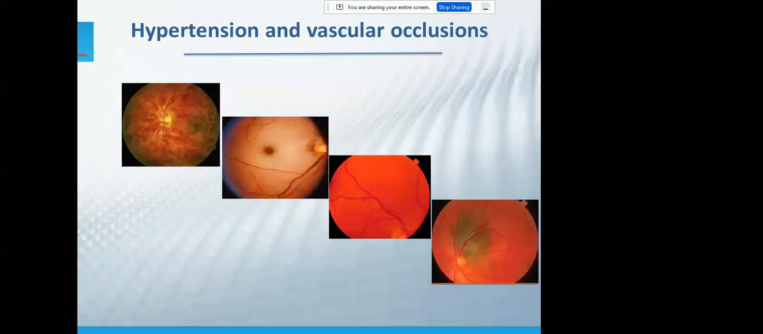We now go to hypertension and vascular occlusions. I know when I say hypertension, all you want to say, because of internal medicine, is hypertensive retinopathy, grading 1, 2, 3, 4. I want to start with the more dangerous things that hypertension can cause in the eye before I go to the grading. So I'll start with the vascular occlusions.